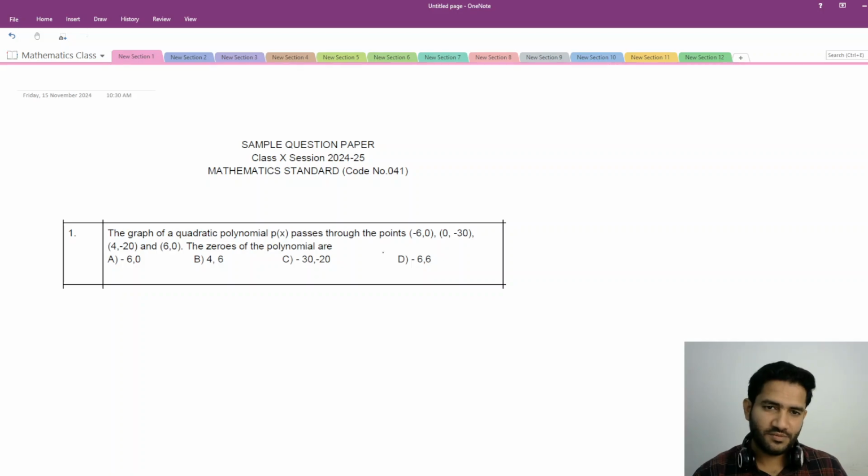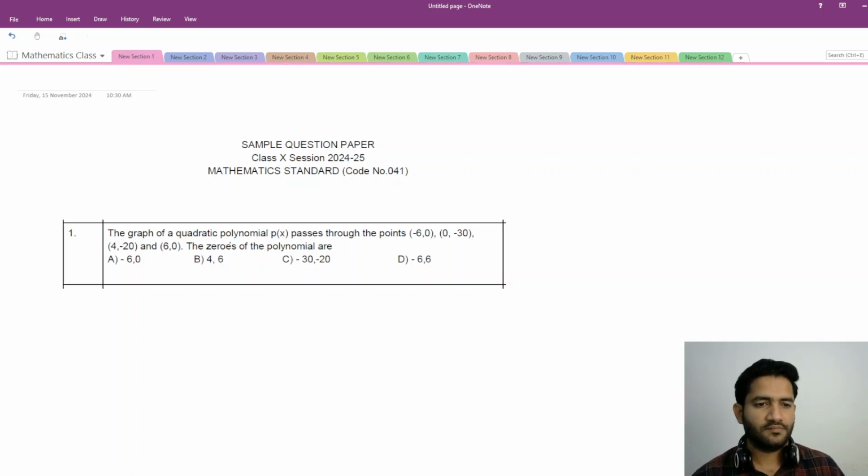So today we are discussing the sample question paper. It is from the CBSE website. So for the grade 10 sample question paper, we are discussing the questions and the answers too. So first of all, the MCQ questions.